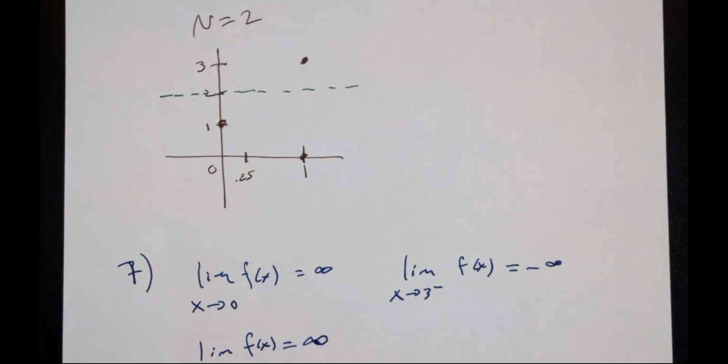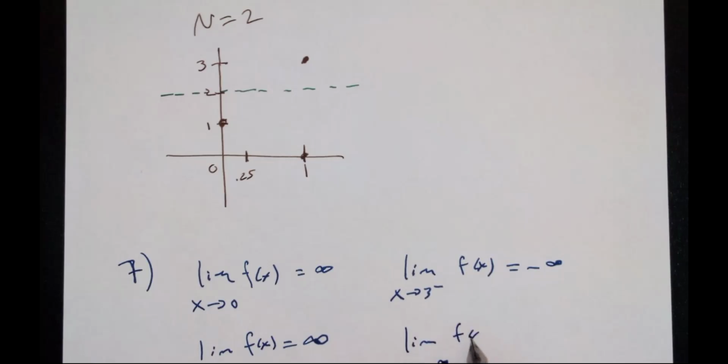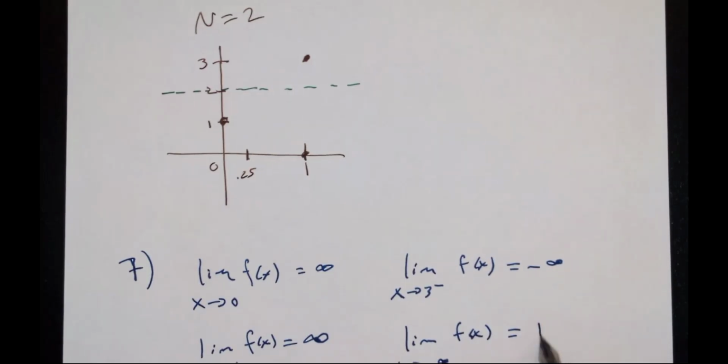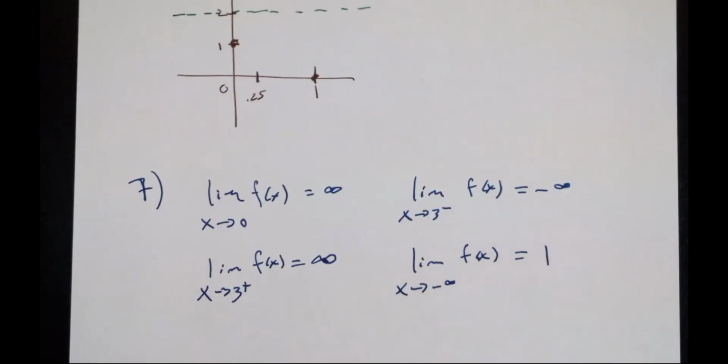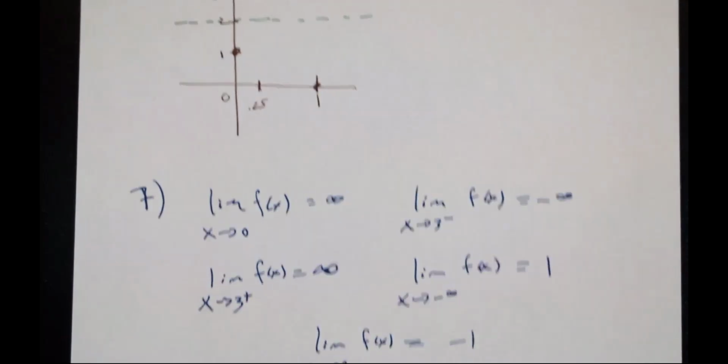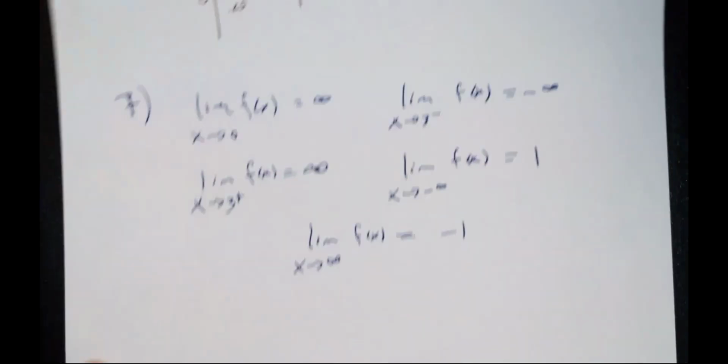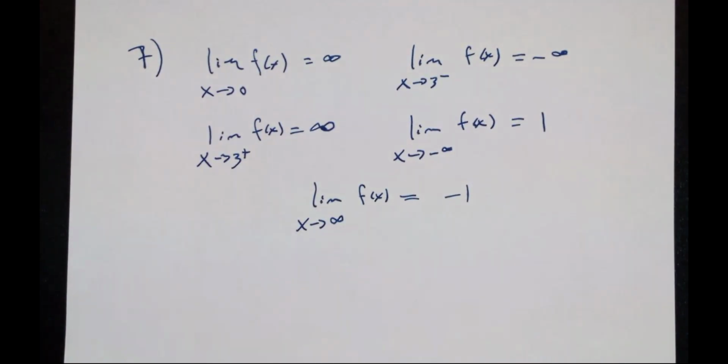Limit as x goes to minus infinity of f is 1 or negative 1? 1. And in the other direction, it's negative 1. Okay. I need to draw one picture that obeys all 5 of these rules, yes?